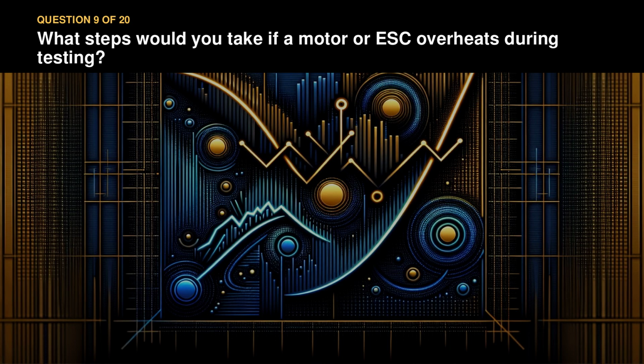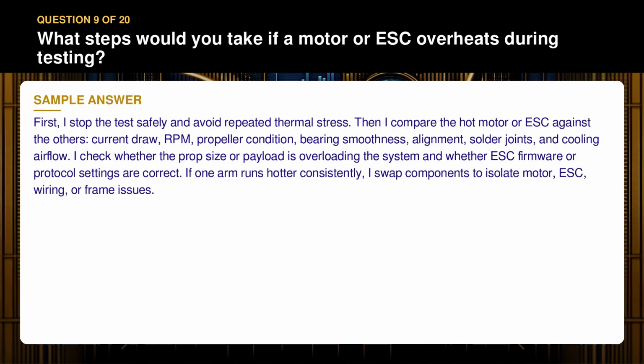Question 9. What steps would you take if a motor or ESC overheats during testing? First, I stop the test safely and avoid repeated thermal stress. Then I compare the hot motor or ESC against the others: current draw, RPM, propeller condition, bearing smoothness, alignment, solder joints, and cooling airflow. I check whether the prop size or payload is overloading the system, and whether ESC firmware protocol settings are correct. If one arm runs hotter consistently, I swap components to isolate motor, ESC, wiring, or frame issues.